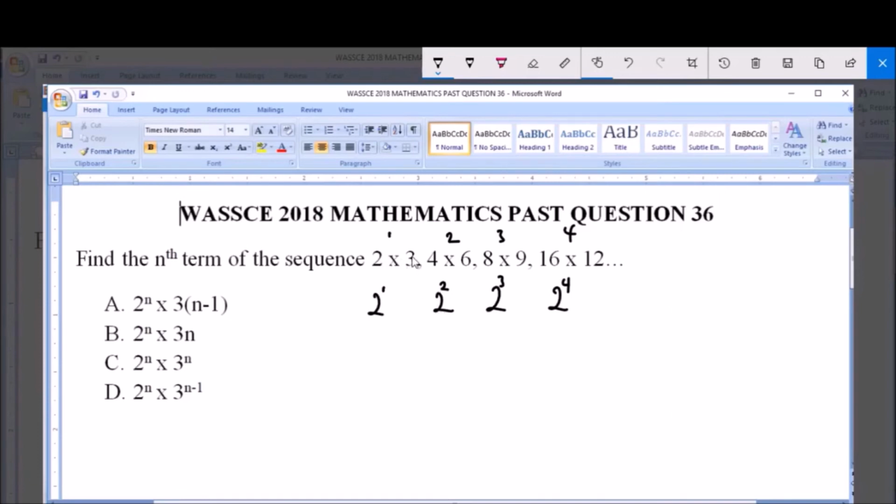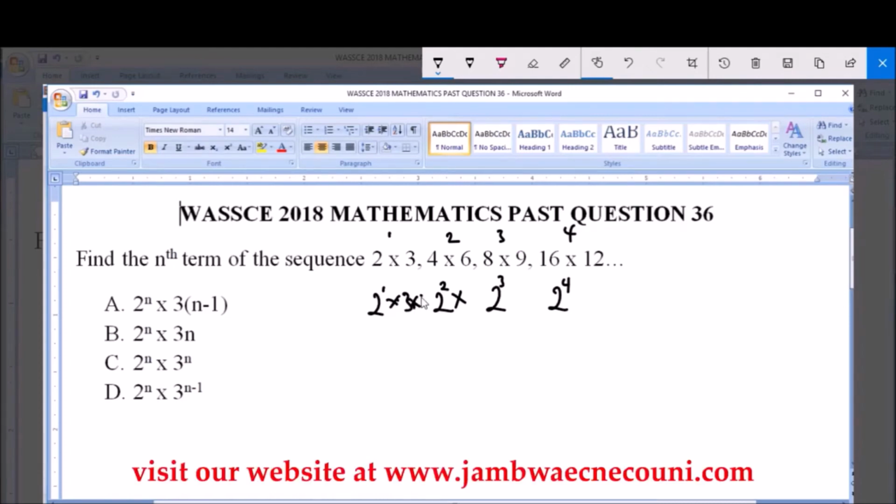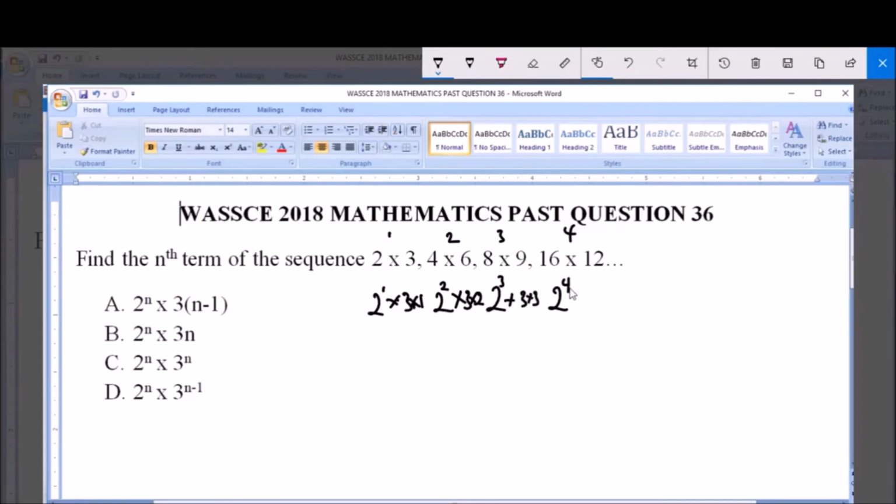Now looking at the second number given, you notice that the second numbers are multiples of 3. How? n here is 1. Now 3 times 1 will give us 3. n here is 2, 3 times 2 will give us 6. That means 3n. That's 3 multiplied by 1 here. Here will be 3 multiplied by 2. Here will be 3 multiplied by 3 to give us 9. And here will be 3 multiplied by 4 to give us 12.